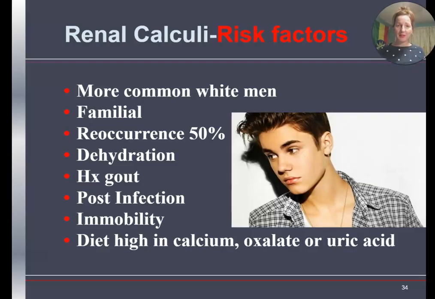Immobility, remember, all that stuff can find each other if you're not moving around and keeping things healthy and happy. And a diet high in calcium, oxalate, or uric acid. So you gotta be careful about those three.